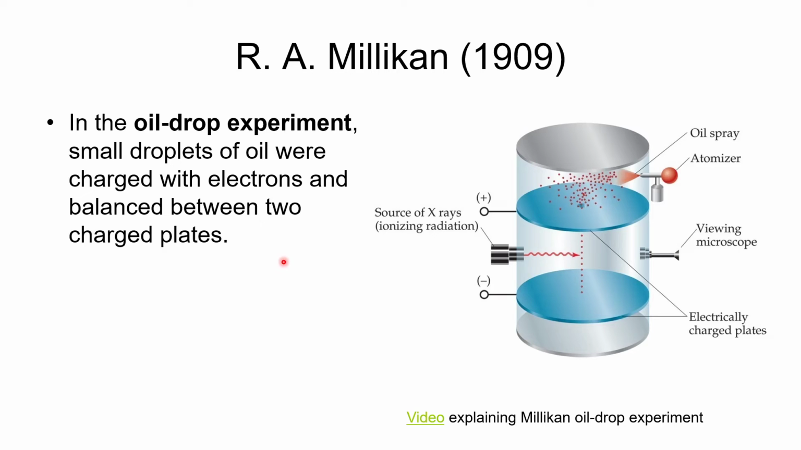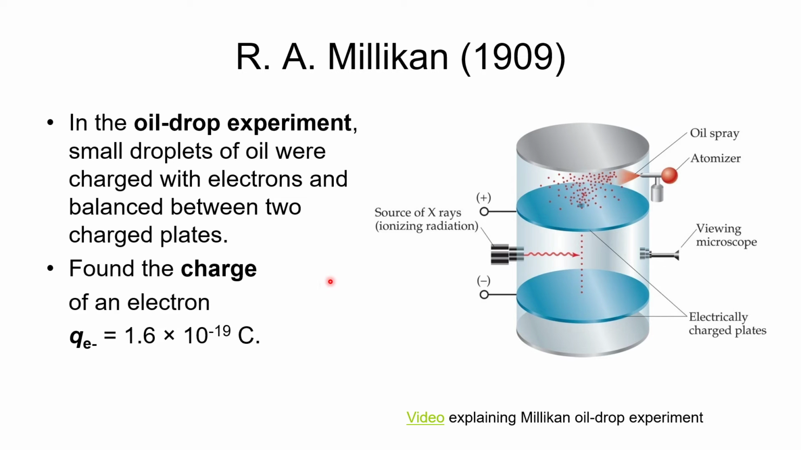All right, so that is Robert Millikan's model. The key thing here is that by doing this experiment, Robert Millikan was able to determine the charge on a single electron. Again, each oil droplet had at least one electron attached to it, and then by doing some very, very complicated calculations, he was able to come up with the charge on an electron of 1.6 times 10 to the negative 19 coulombs.